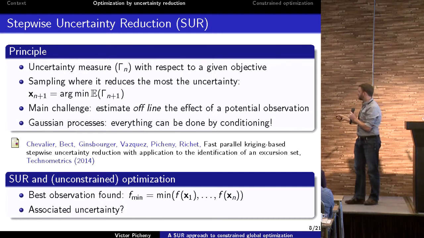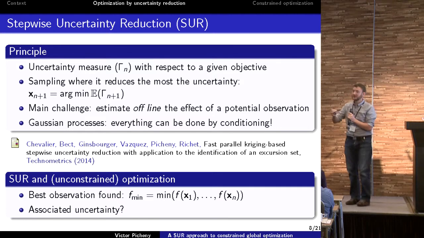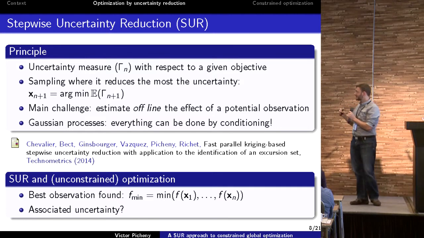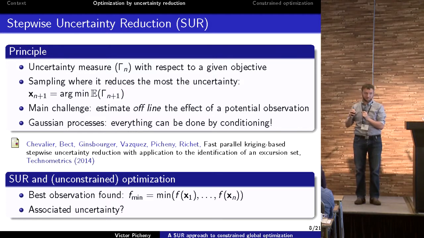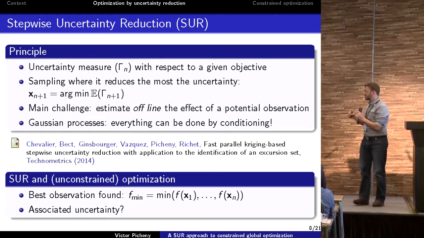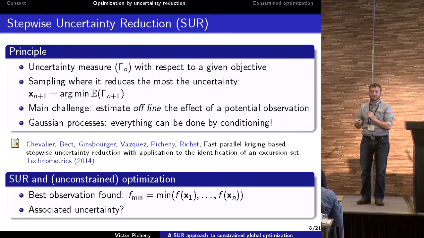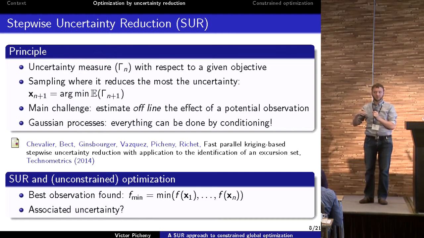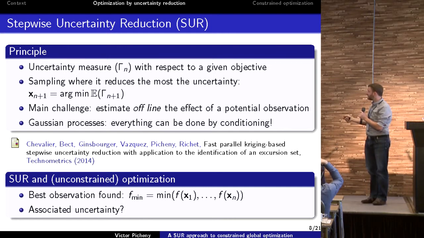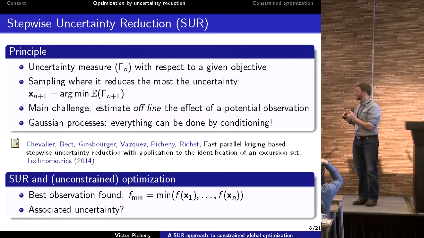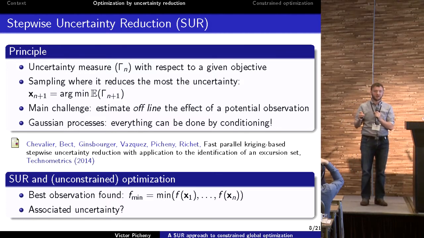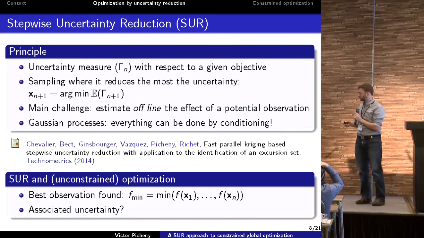And the main challenge, of course, is to estimate, without doing the observation, the impact of a potential observation on your uncertainty measure. That's not straightforward. For instance, you want to add an observation that will best improve your metamodel. So how can you know if it's going to improve your metamodel or not if you don't do the observation? Well, you have tricks, and in particular, Gaussian processes are very nice for that because you can do everything by conditioning on the observations.